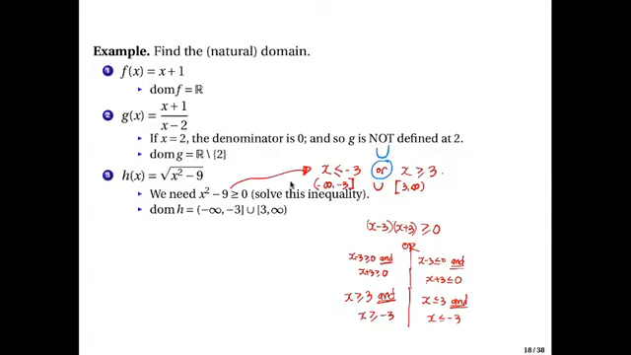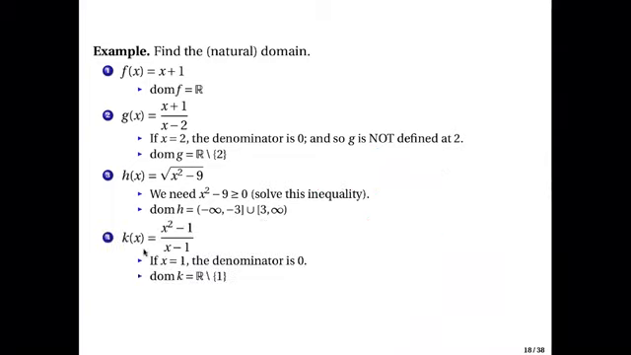For our next function here, k of x equals x squared minus 1 over x minus 1. Look at this. The denominator is x minus 1. If x equals 1, the denominator is 0, which means we cannot do this. You cannot have a denominator 0, whatever your numerator is. Which means we remove 1 in the set of possible domain.